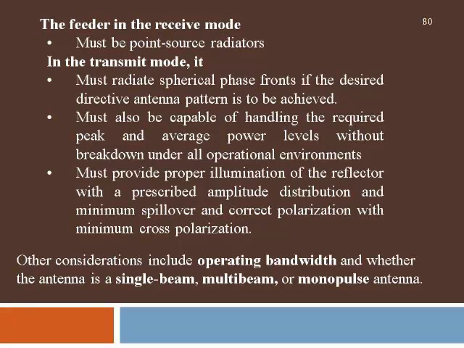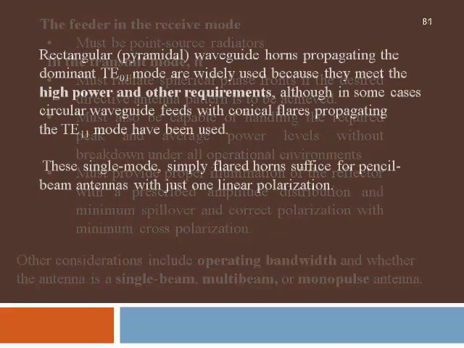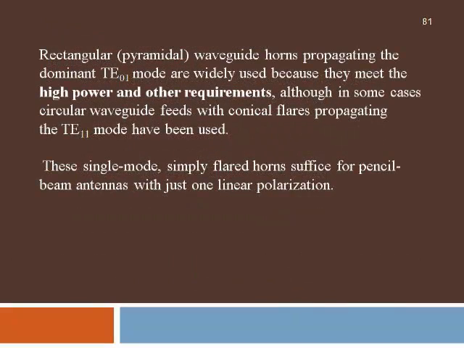Other considerations include operating bandwidth and whether the antenna is single beam, multi-beam or monopulse type. Rectangular waveguide horns propagating the dominant TE01 mode are widely used because they meet the high power and other requirements, although in some cases circular waveguide feeds with conical flares propagating in the TE11 mode have been used. These single mode simply flared horns suffice for pencil beam antennas with just one linear polarization.